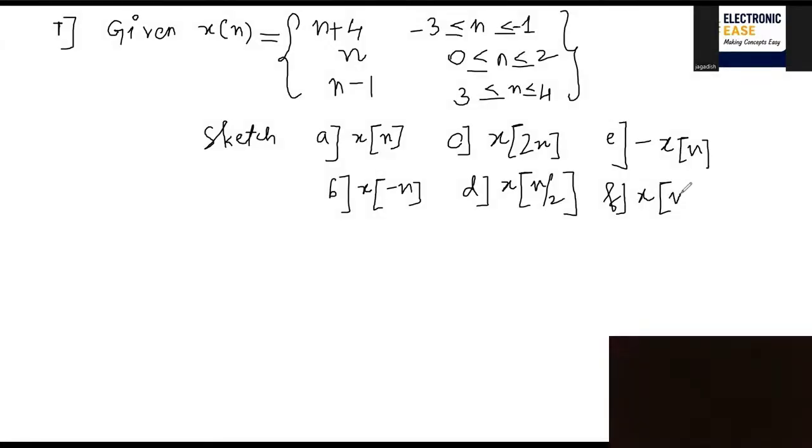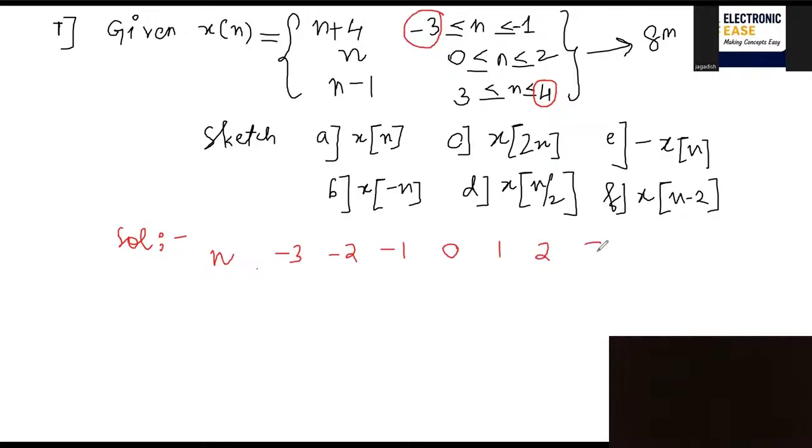x of minus 2. This is the question. This is for 8 marks, the last one in the paper. This is a limits range problem. First we have to prepare the table. Here you can see, students, the n value is ranging from -3 to +4, so you need to write down: -3, -2, -1, 0, 1, 2, 3, 4.